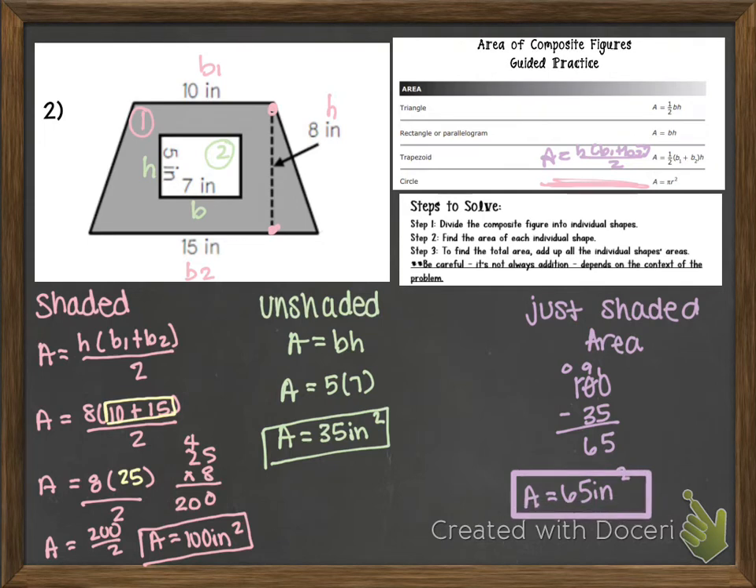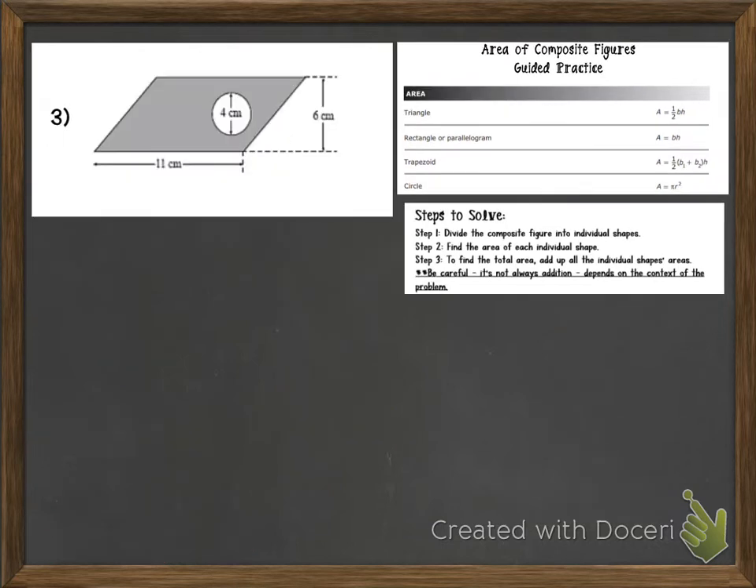Well, that works. Okay, so let's move on to number 3. So again, we have the shaded. If you notice, the shaded is in the shape of a parallelogram. So here's your formula for number 1. And then we have our unshaded, which is in the shape of a circle. So here's your formula for number 2.